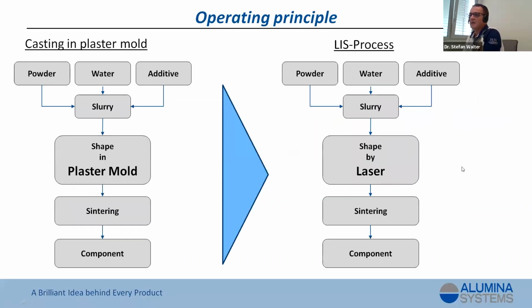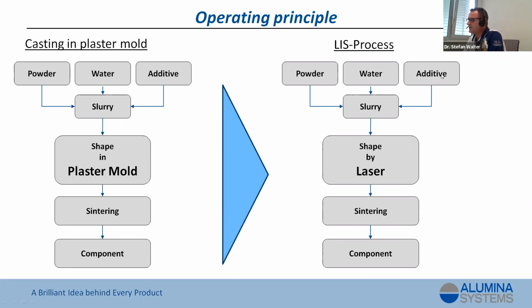Oh, okay, thank you. So usually you have to think that the LIS process is more related, or you can compare it, for example, with casting in a plaster mold. So what you need is, for example, the powder, the water, and the additive. You mix it together to a slurry and bring it into shape in the plaster mold. And you put the slurry in the plaster mold and wait a certain time until the wall thickness is high enough. After that, you have the drying process and you get the components.